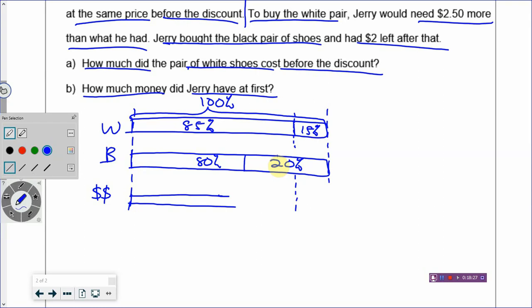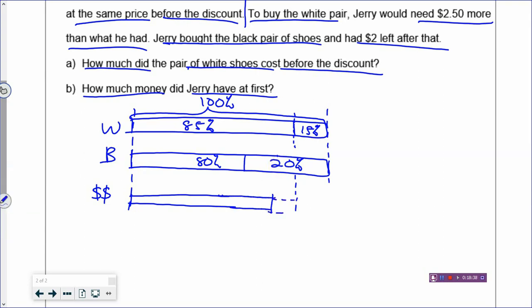Okay, so now he doesn't have money to buy the white pair of shoes, which means that he only has this money, because he doesn't have enough money to buy the white pair of shoes. He needs $2.50 more. But he has enough money to buy the black pair of shoes. Why? Because after buying the black pair of shoes, he still has $2 left after that. Okay, so that's how you draw the model and make it look nicer.